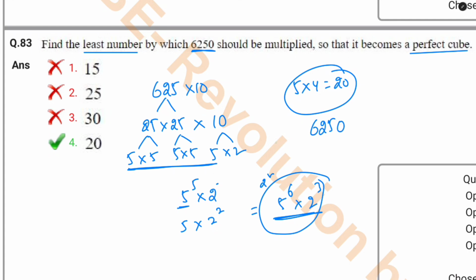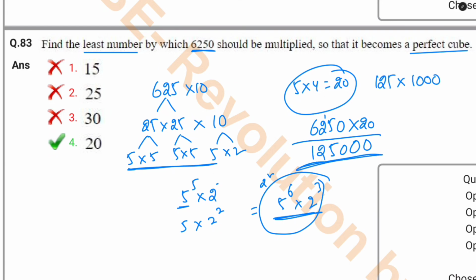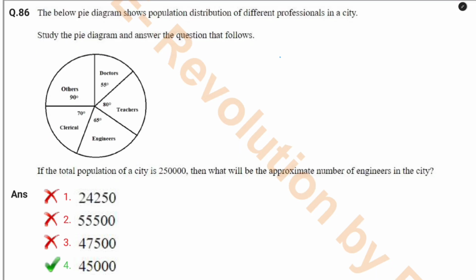So 6250 into 20 will be 125000. So 125 into 1000. The cube root of 1000 will be 10, and the cube root of 125 will be 5. So this is a perfect cube. So option 4. Now in the pie diagram, they have told that the total population of a city is 2,50,000.